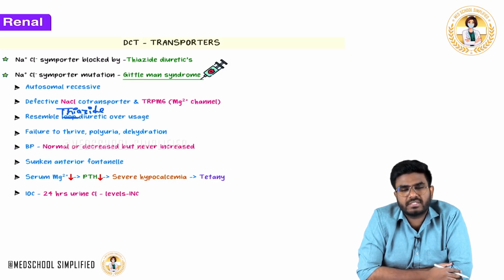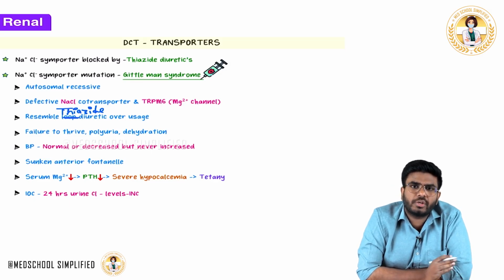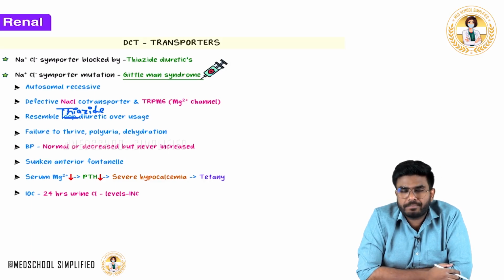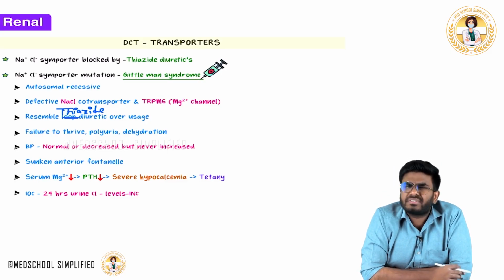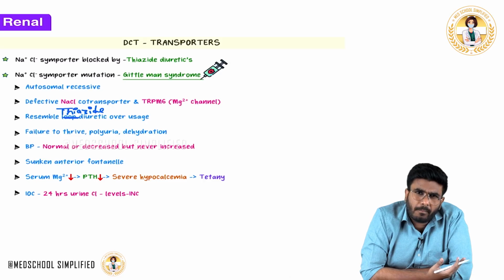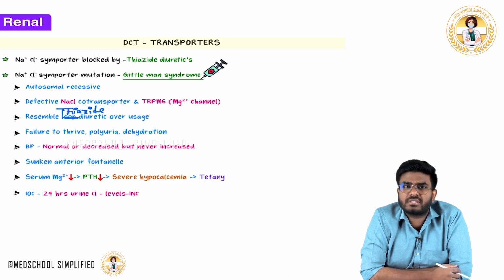Severe dehydration is going to be seen in this baby. Excessive urination: this baby is going to produce excessive urine, polyuria. This dehydration will be visible as the sunken anterior fontanelle. If you look at the anterior fontanelle, that will be sunken. Same clinical features, even in Bartter syndrome we have seen the same: sunken anterior fontanelle, polyuria, dehydration, failure to thrive.